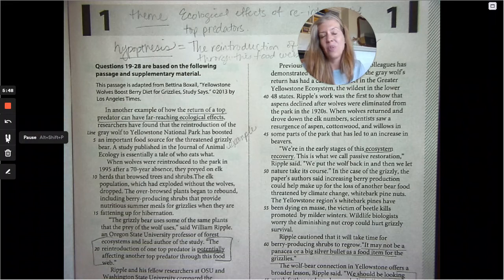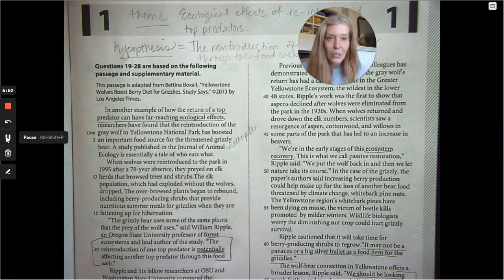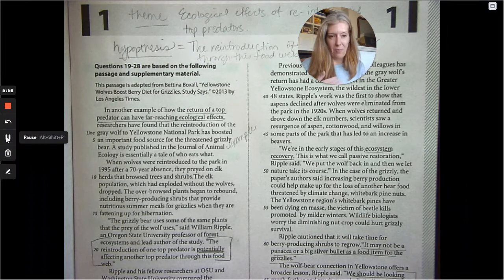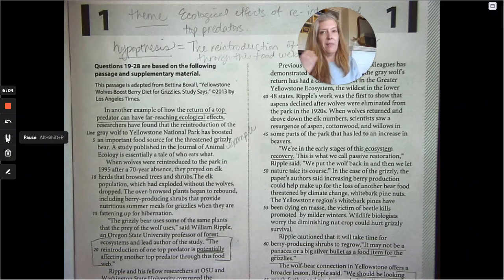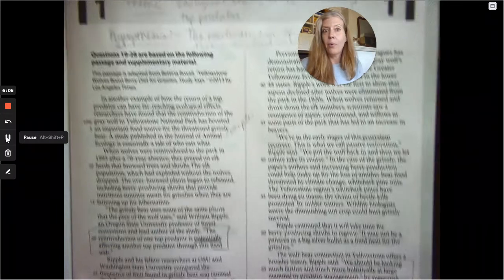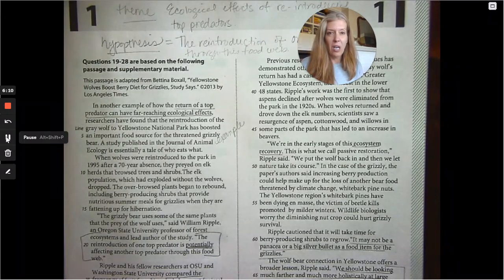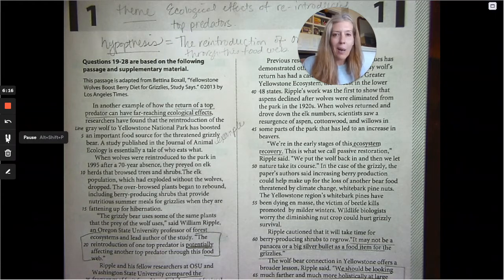Okay, so that's what it was all about. They gave us a lot of examples about the wolves and the elk and white bark pine nuts. They gave us all these examples of things that started to thrive and other things that were preyed upon after the reintroduction of top predators. So that's what it really was all about. They just gave us a lot of examples about what happened.